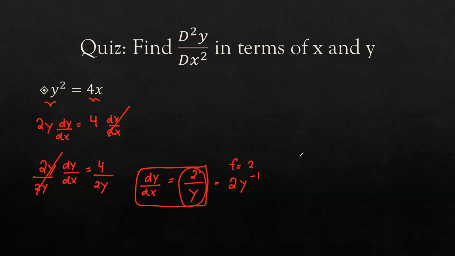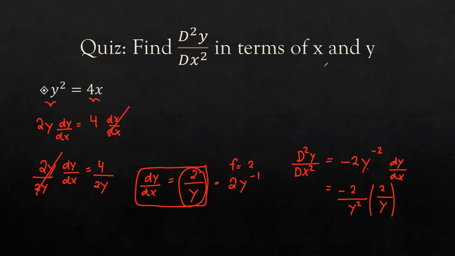So you could say d squared y over dx squared equals 2. So apply the power rule. -1 times 2 is -2 y, and then -1 minus 1 is -2. And then you have to add that dy/dx. Okay, clean this up. So it's -2. y to the -2 could be written as 1 over y squared. And then you can replace dy/dx with 2 over y.